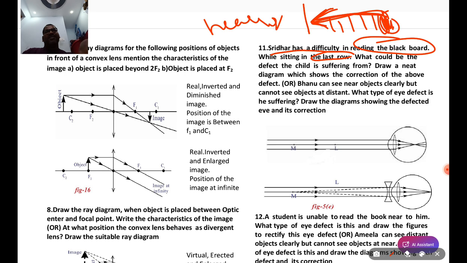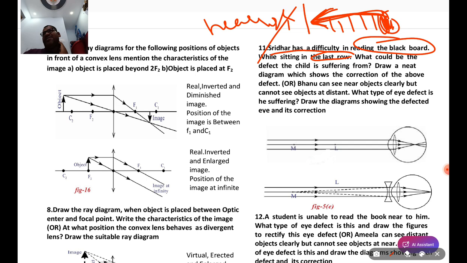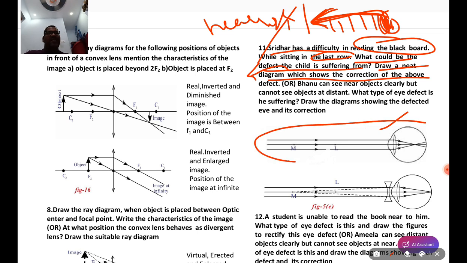Nearsightedness, or short-sightedness. Nearsighted means he can see near objects clearly. So the question indirectly asks what could be the defect of the child: nearsightedness or myopia. Draw the neat diagram showing the correction of the above defect. You should draw the diagram. This is the person suffering with myopia, the myopic eye. Look here, the image is forming before the retina. Now after using a concave lens, you are getting the image on the retina. So it is a perfect eye now.